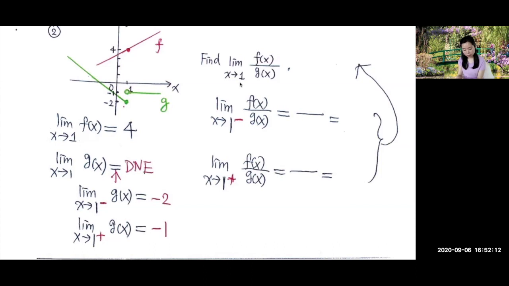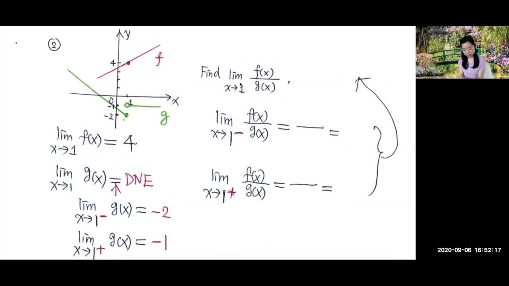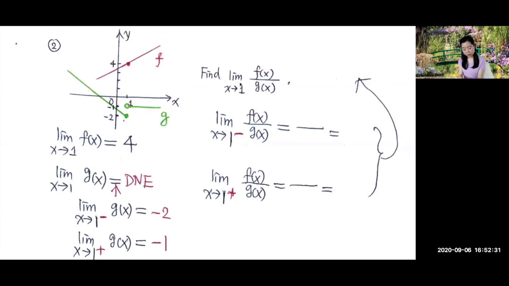Now, what happened to this quotient? Well, because this g of x has a break here at 1, we can try to find this limit by considering the left-hand limit and the right-hand limit. So the left-hand limit of this quotient, we can use the quotient law. It's the limit of the numerator divided by the limit of the denominator. The limit of f of x is going to be 4, so we have a 4 up here, as x approaches 1 from the left side. g of x is approaching -2, so we have a -2 over here. So this quotient is equal to 4 divided by -2, which is -2.